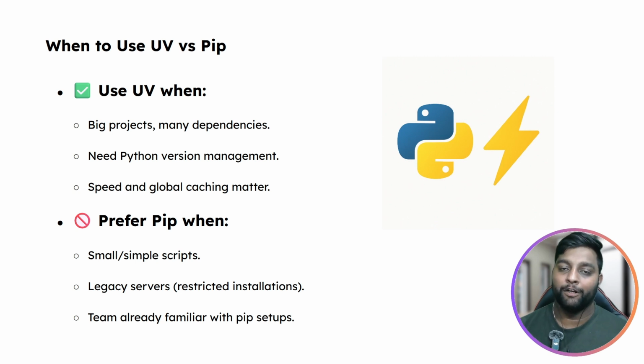Prefer PIP when you have small and simple scripts to run. Legacy servers with restricted installations, then you have to use PIP. If the team is already familiar with PIP setup, then you can go with it. If they are not familiar, now it's time to move ahead, so just teach them. If they learn, then from the next project use UV. It is not going to take much time. Obviously, you can provide this video to them as well.